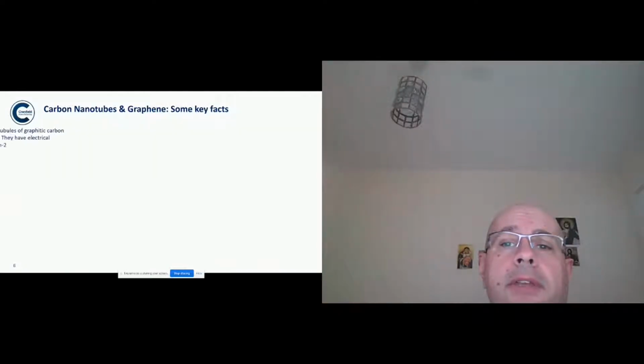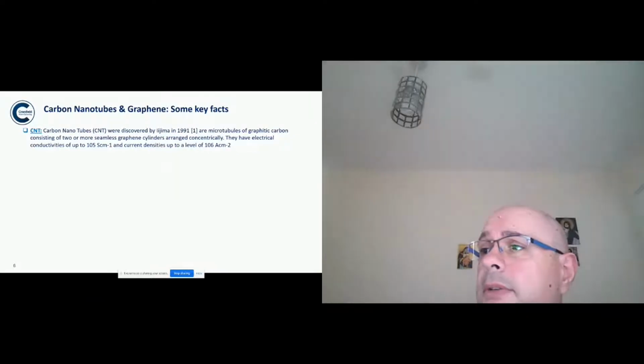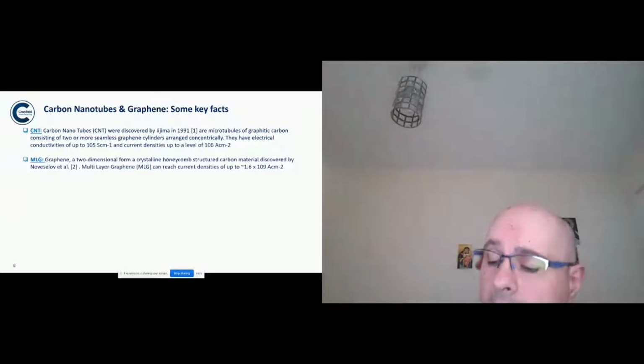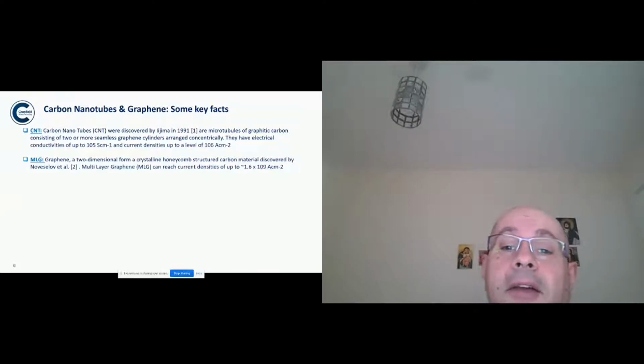Now, carbon nanotubes and graphene, some of the key facts. The carbon nanotubes were discovered in the early 90s. They have a number of good, interesting properties. Crucially, they have current densities up to a level of 10^6 amps per square centimeter. And then we have multi-layer graphene. Graphene, a two-dimensional form of crystalline honeycomb structure, discovered in the early noughties, and also displaying very high current densities.